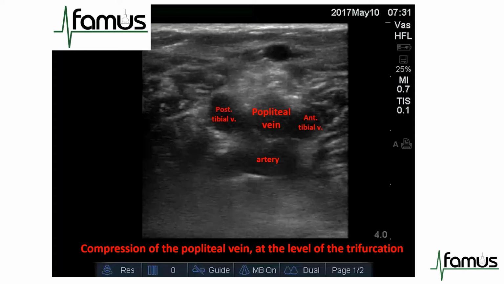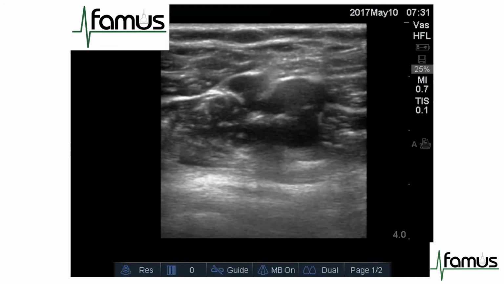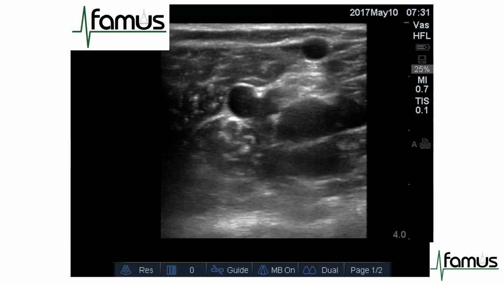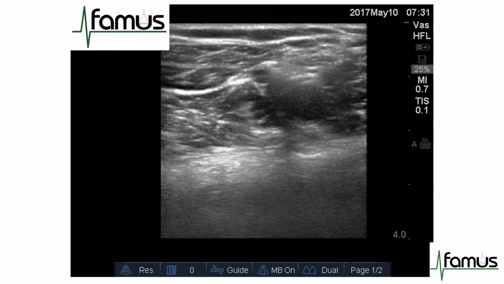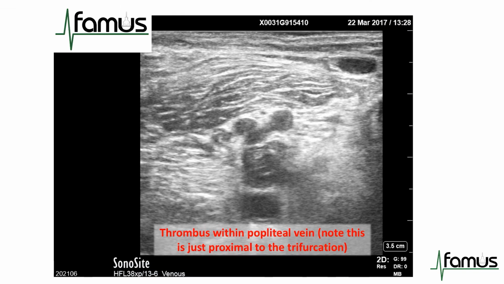Now in practical terms, you often won't see the trifurcation at the same level. You will see one branch come off, and then a centimetre or two above or below, you'll see the second branch. But it's important to try and highlight all three branches so you know that above that is the popliteal vein. And then you may come across images like this, in which it's easy to see the thrombus within the popliteal vein.